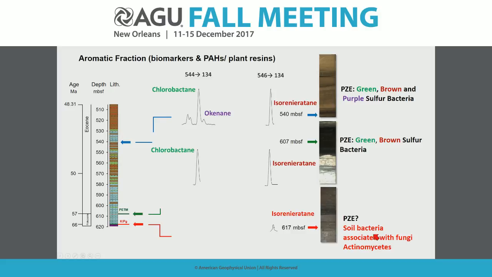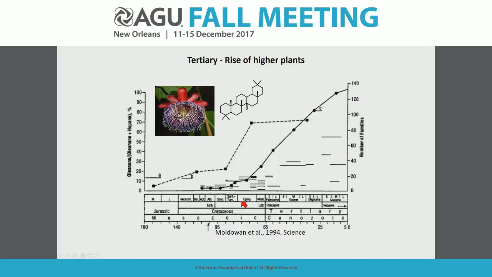Interestingly, Actinomyces, soil bacteria, actually make isorenieratane in significant amounts, and this is associated with fungi, which is kind of consistent with the presence of our perylene and our wood and the presence of isorenieratane in the suevite sample.